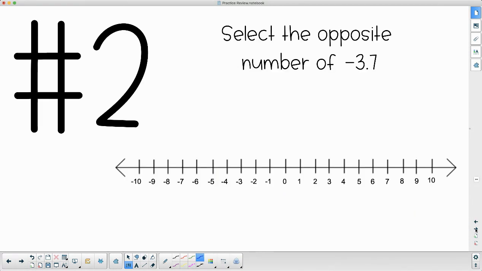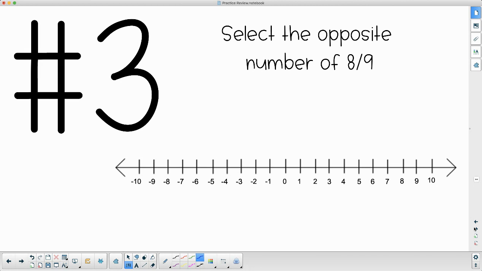Number 2 is asking us to find the opposite of negative 3.7. So negative 3.7 is going to be right about somewhere there between negative 3 and negative 4. If we're doing the opposite, that just means we're flipping it to the opposite side of 0. So it would come right over here.